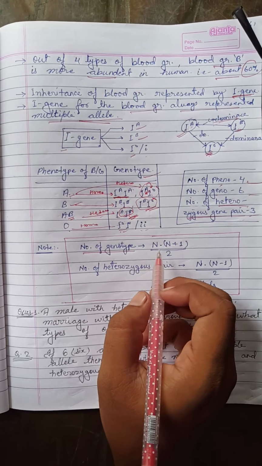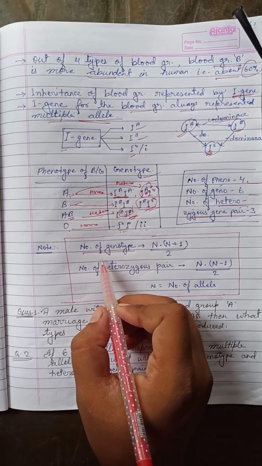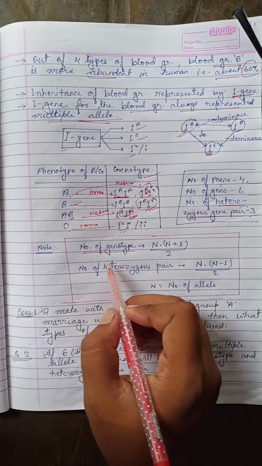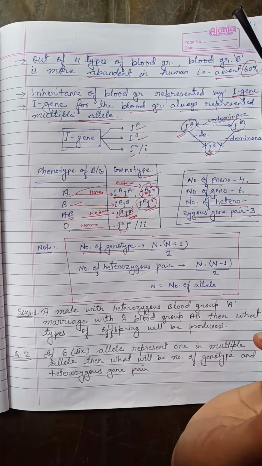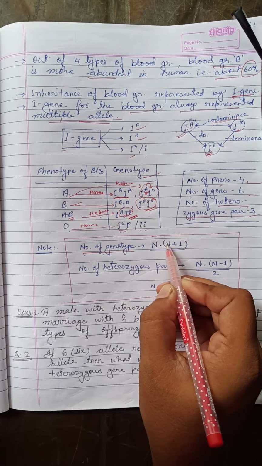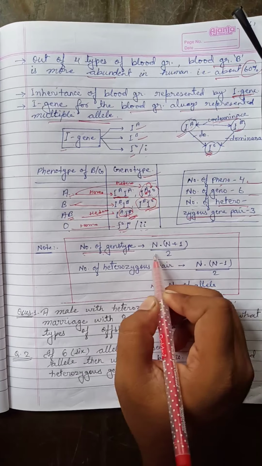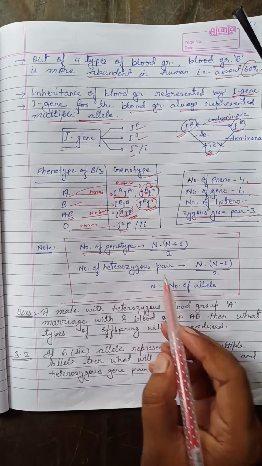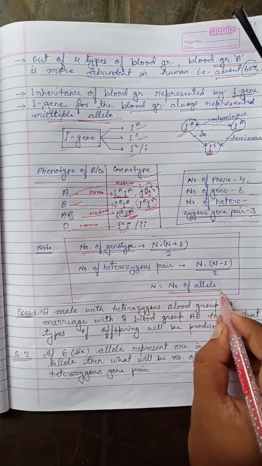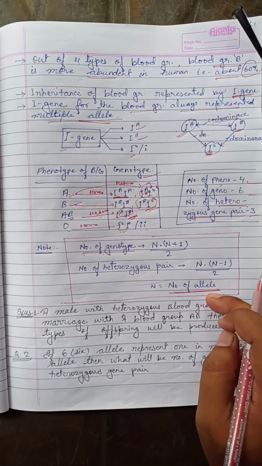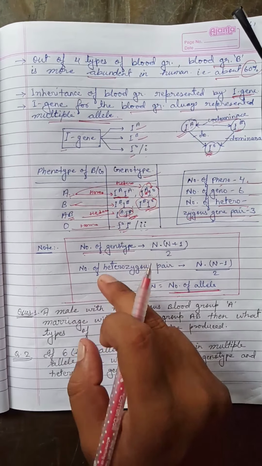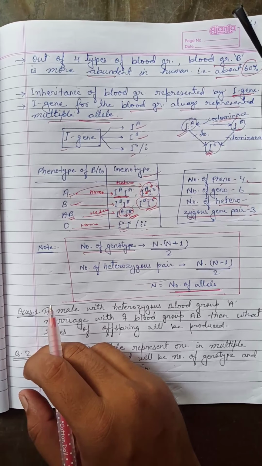When a question comes in the form of how many gametes will be produced in a multiple allele type of question, this is the simple formula for that. The number of genotypes is equal to n into n plus 1, divided by 2. And the number of heterozygous pairs is n into n minus 1, divided by 2, where n is the number of alleles. This is the simple formula for multiple alleles.